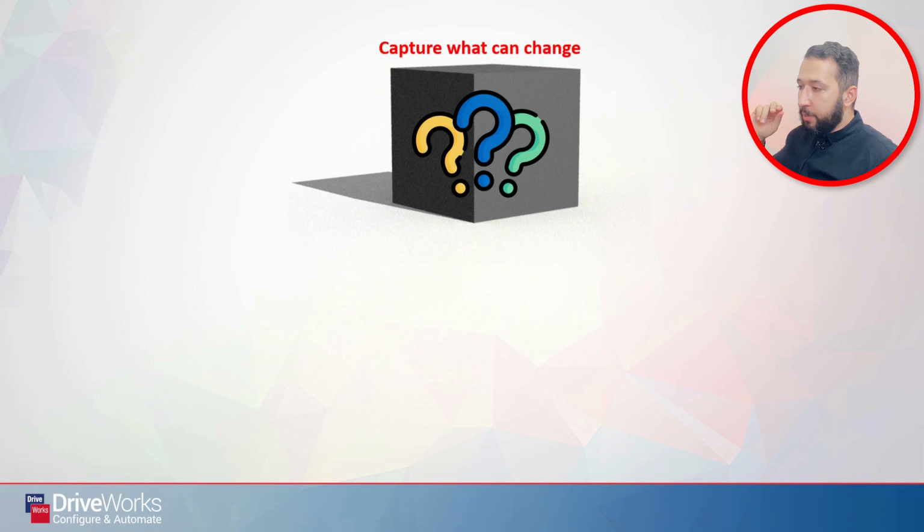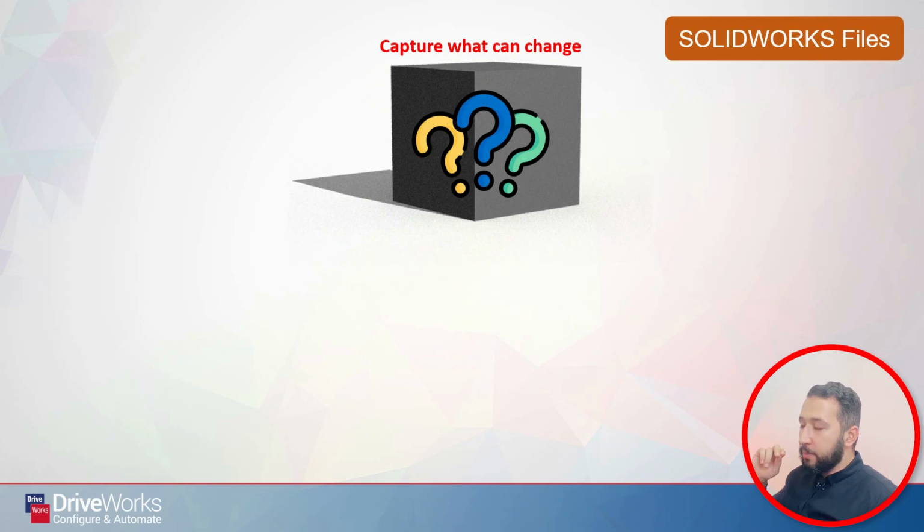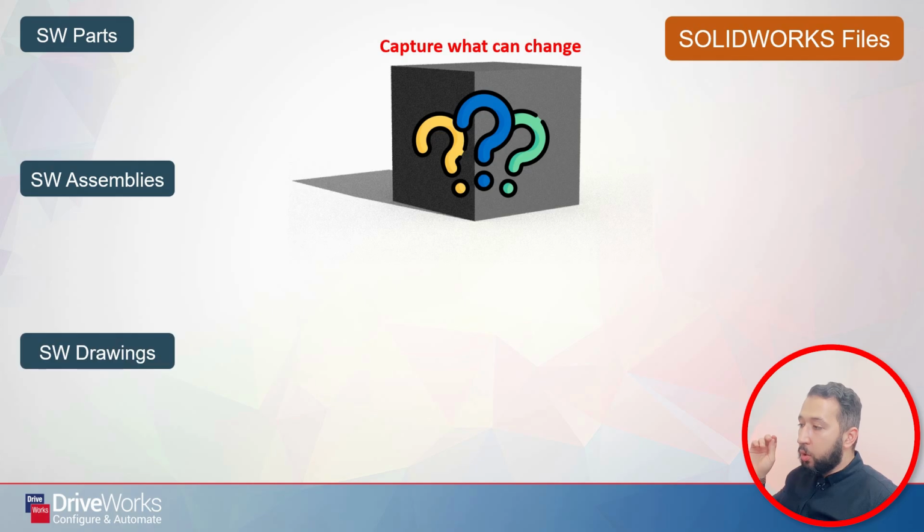Because when we say capture what can change in DriveWorks Pro, we are talking about identifying every part of your design or document that might vary from one project to another, right? But first of all, are we talking about SolidWorks files? That could mean SolidWorks parts, SolidWorks assemblies, or SolidWorks drawings. For instance, if we are talking about a SolidWorks part, are we referring to dimensions, length, width, thickness, or something similar?